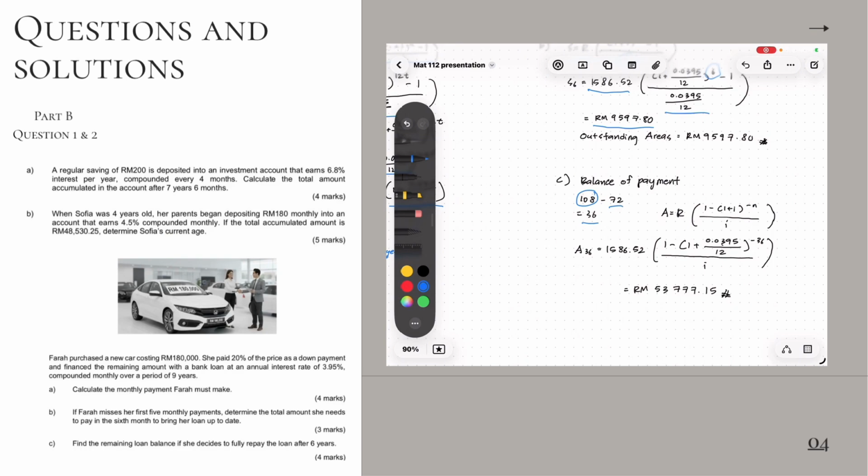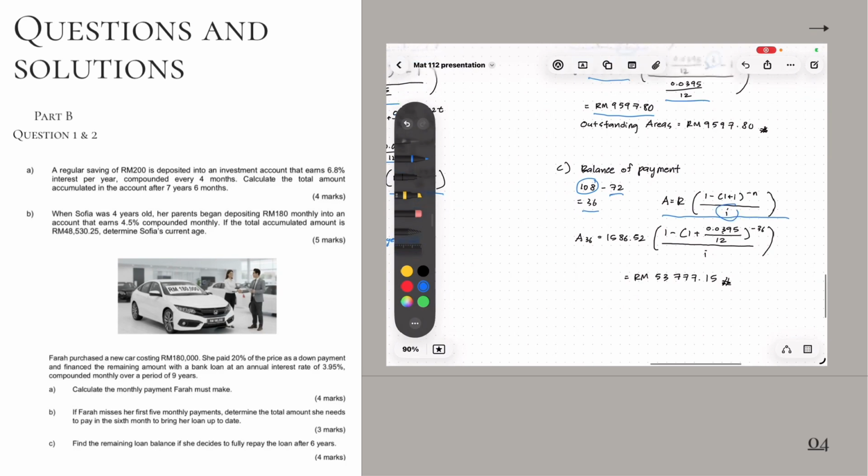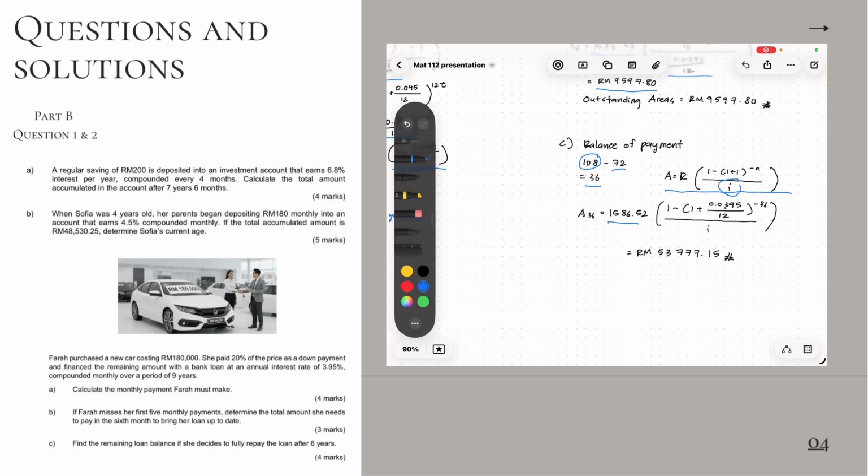Using the annuity present value formula, which is A equals R times 1 minus bracket 1 plus i close bracket to the power of negative n, over the interest, we put the monthly payment, which is 1,586.52, 1 minus bracket 1 plus 0.0395 over 12 close the bracket to the power of negative 36, and divide by the i, you will get the final answer, which is 53,777.15.